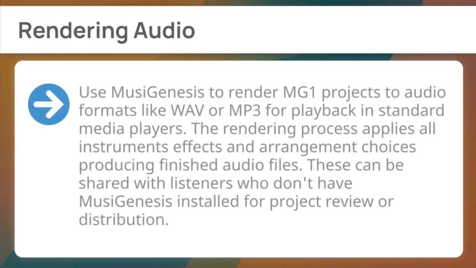Finally, rendering audio. Use MusiGenesis to render MG1 projects to audio formats like WAV or MP3 for playback in standard media players. The rendering process applies all instruments, effects, and arrangement choices, producing finished audio files. These can be shared with listeners who don't have MusiGenesis installed for project review or distribution.